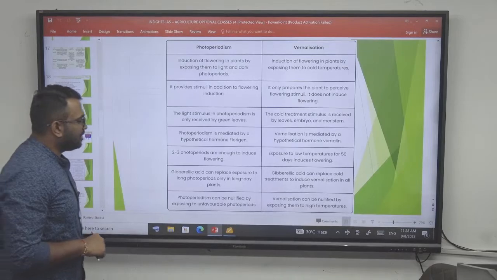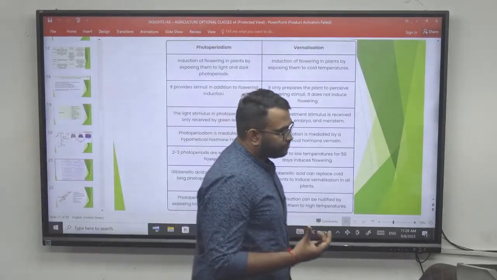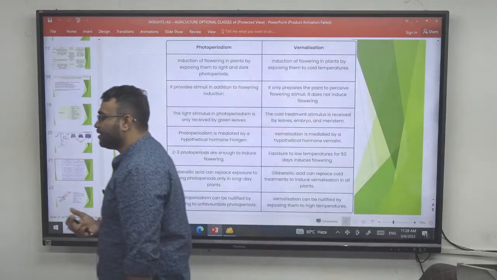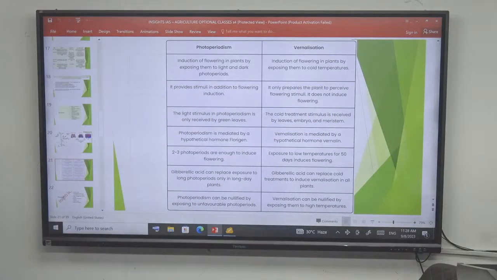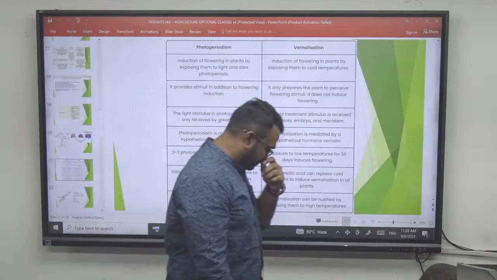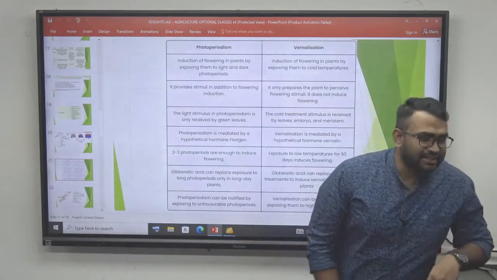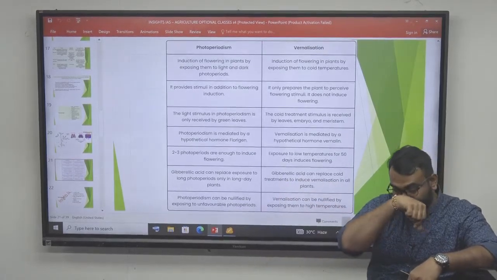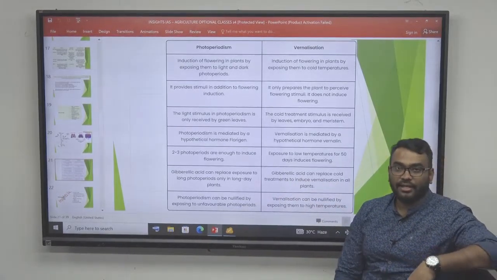So vernalization is basically inducing cold temperatures or cold conditions to induce flowering in these plants. So that is called vernalization. Clear? Right? And the rest of the differences I have provided here. See, again it is a pretty simple concept, and hardly it might be asked for 10 or 15 marks. So this much content would be enough for you, right?